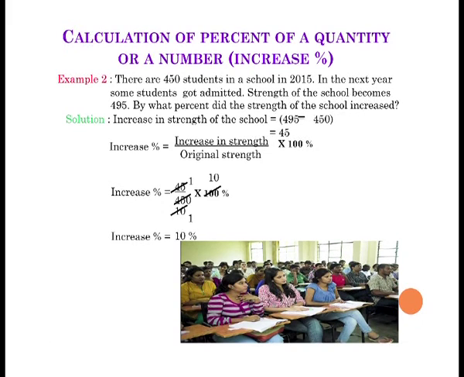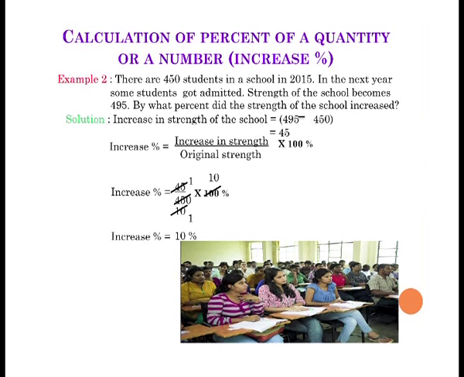There are many situations where we calculate increase percent and decrease percent. The formula for increase percent is increase in quantity upon original quantity multiplied with 100. The example is based on increase percent. There are 450 students in a school in 2015. In the next year, some students got admitted and the strength of the school becomes 495. By what percent did the strength of the school increase?